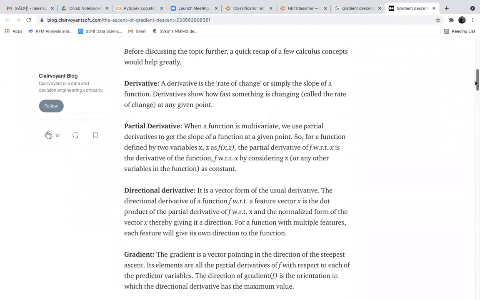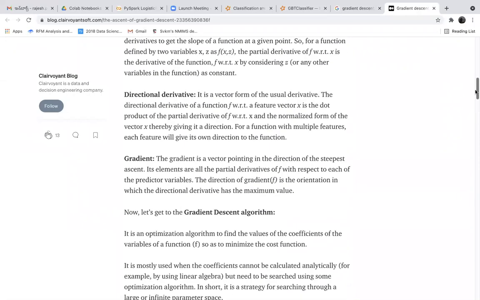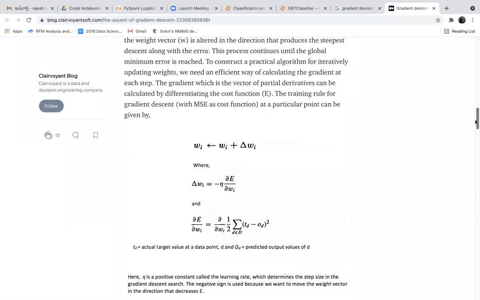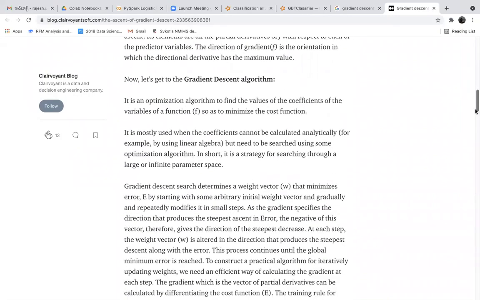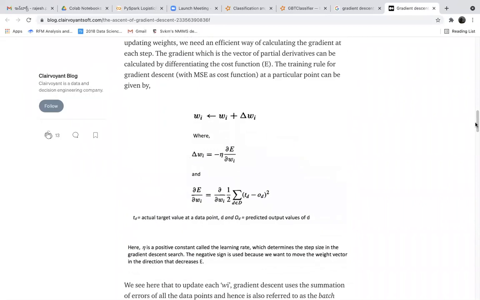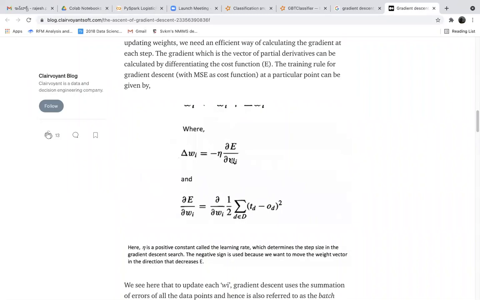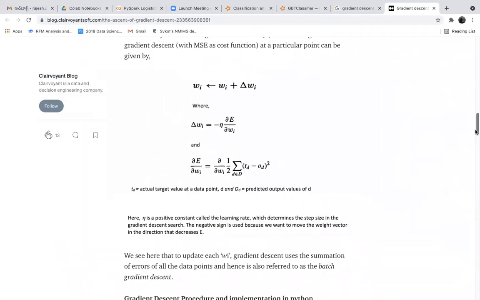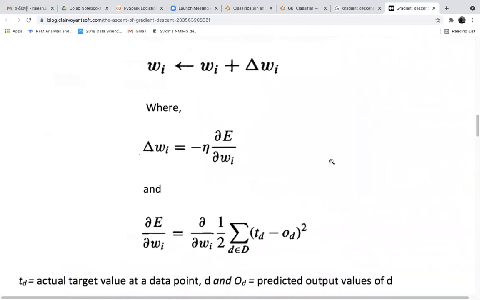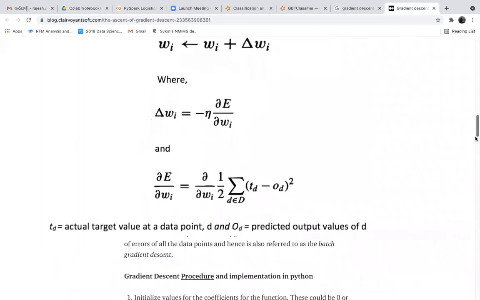Now there are different types of descents: stochastic gradient descent, and we have vanishing gradients. If you are looking at the calculus formula, this is the formula: weight Wi becomes Wi plus delta Wi, where delta Wi is equal to minus n into the derivative of E by the derivative of Wi, and then the derivative of E by Wi is equal to the sum of (td minus od) times xid, with a factor of minus 2. So this is the basic descent algorithm in derivative calculus.